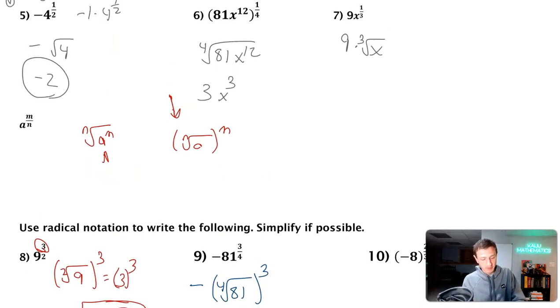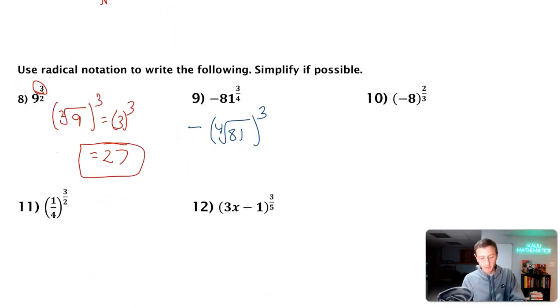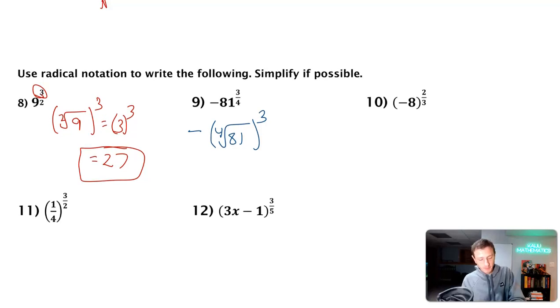I already talked about that on number 6. Fourth root of 81 is 3. And you'll notice the more you do, the more you see the same type of numbers. So the fourth root of 81 is 3. So it's going to be negative 3 to the third. 3 to the third is 27, so that's going to be negative 27.